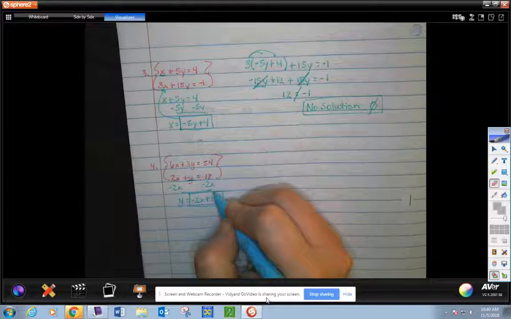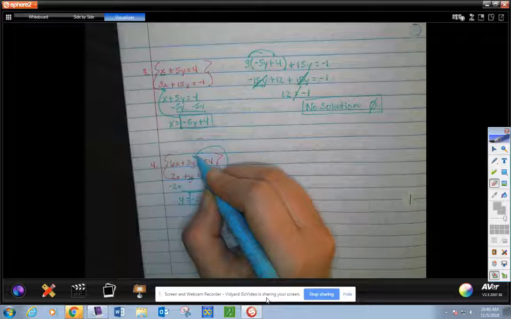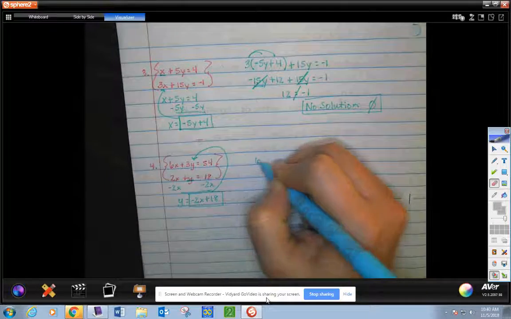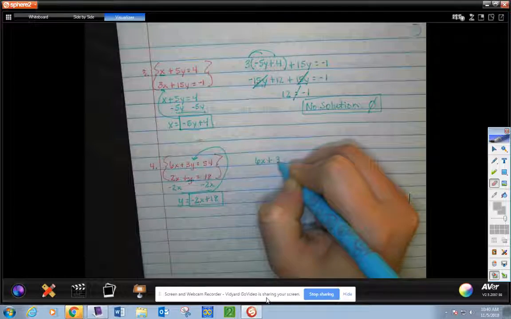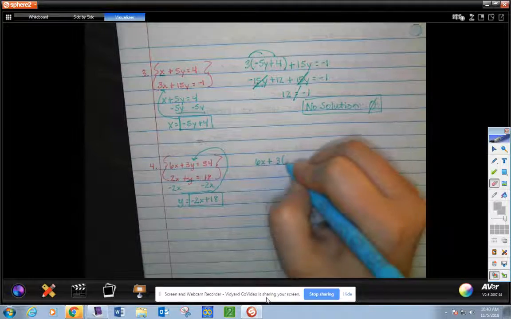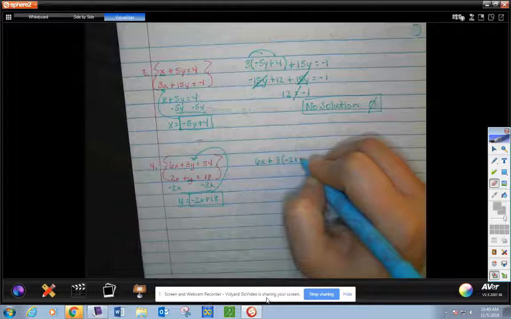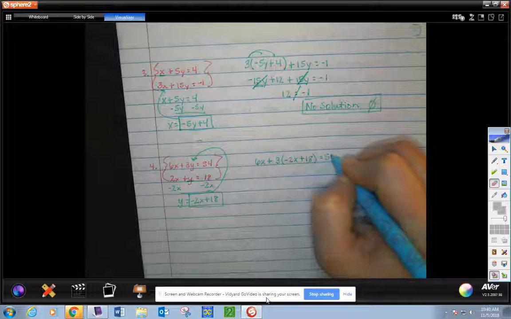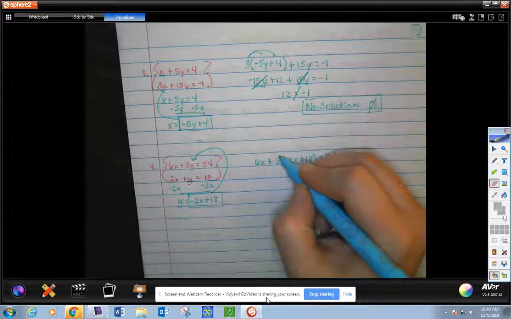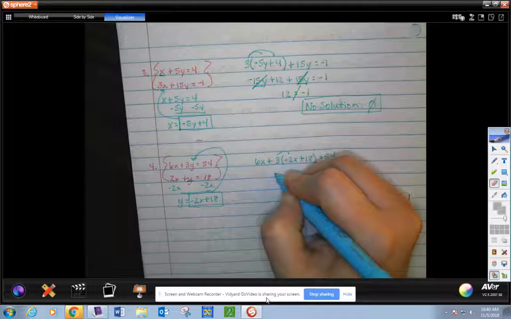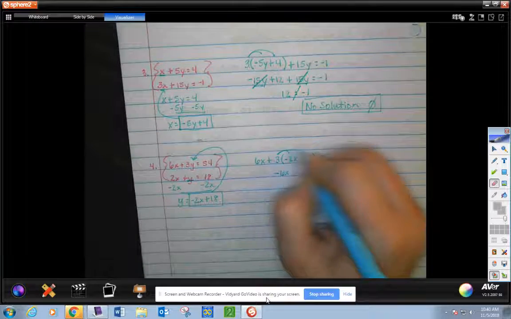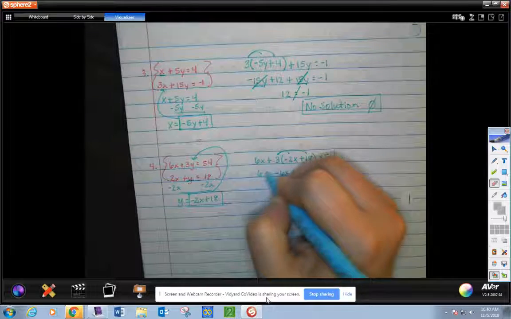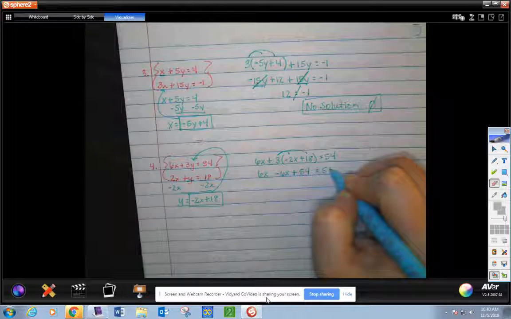I'm going to take that box and I'm going to plug it into the other equation's y because I have y. And I'm going to get 6x plus 3, instead of y, I'm going to do negative 2x plus 18, close my parentheses, equals 54. Now I'm just going to distribute. 3 times negative 2x is negative 6x. And 3 times 18 is a positive 54. I'm going to bring down the 6x at the beginning and the equals 54.